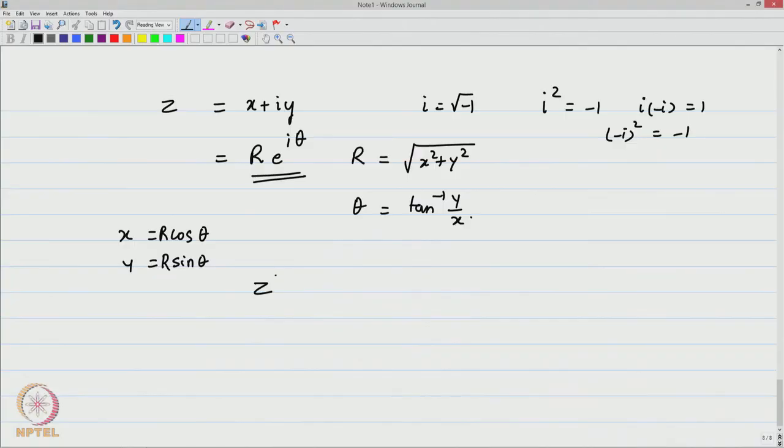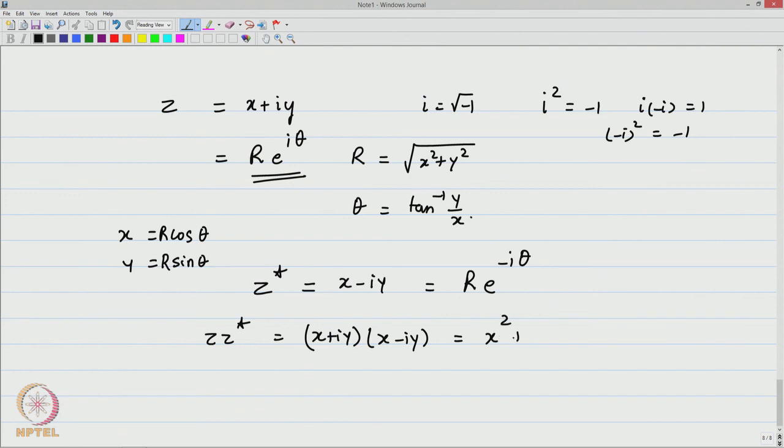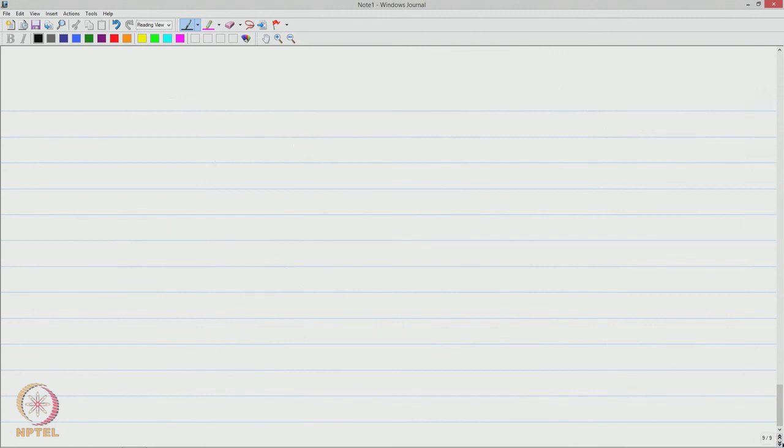The complex conjugate of z is x minus iy, and in the polar representation it is r e to the minus i theta. Okay. Therefore, z star z is x plus iy into x minus iy, which gives you x square plus y square, and that is exactly what you will get from r e to the i theta times r e to the minus i theta, giving you r square. Okay. That is what the definition was earlier. Okay. So, this is the elementary level.